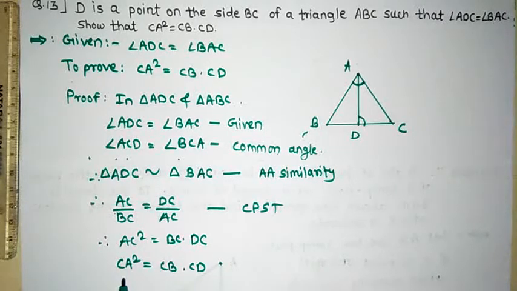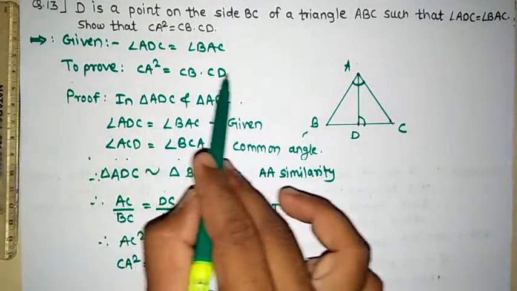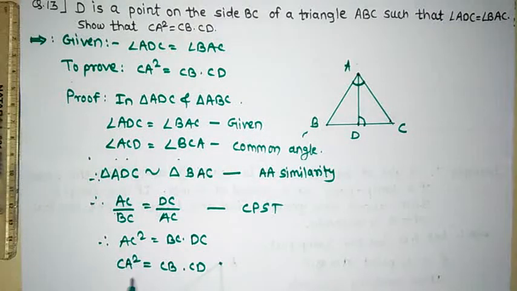In a proof, what we want is CA square is equal to CB into CD. We got here CA square is equal to CB into CD. Hence proved. Copy down this.